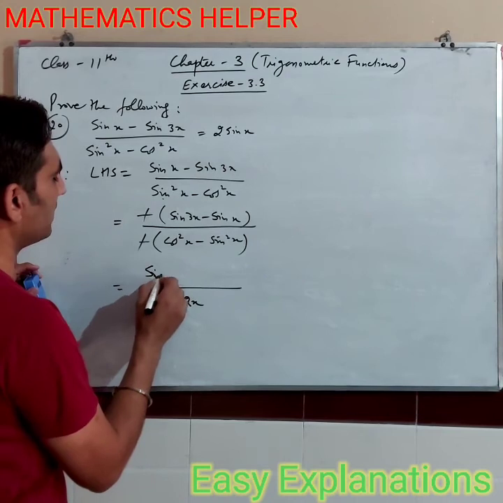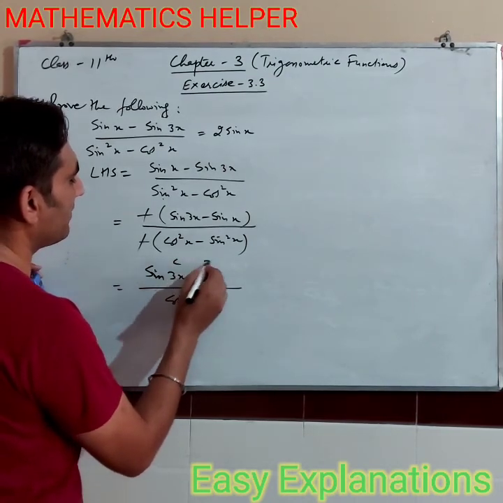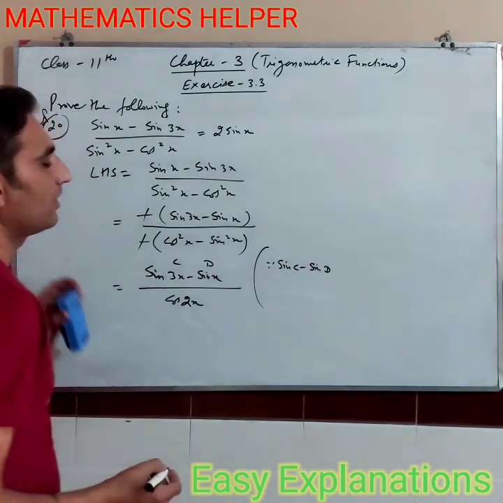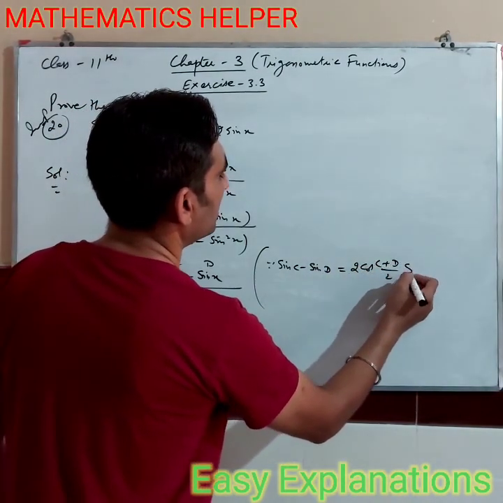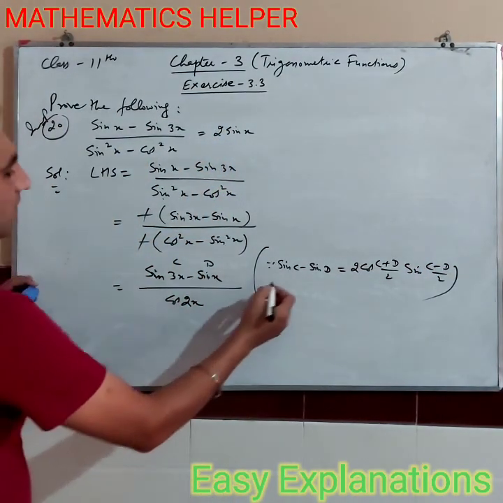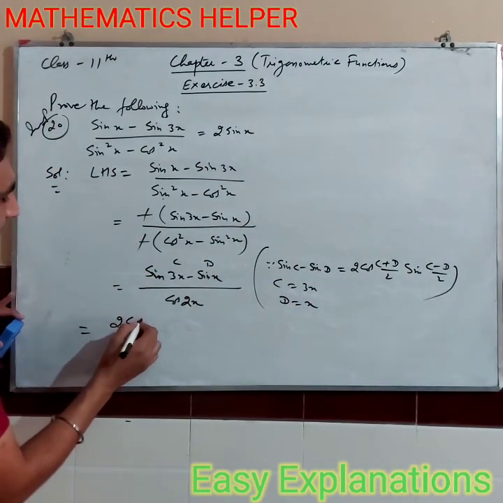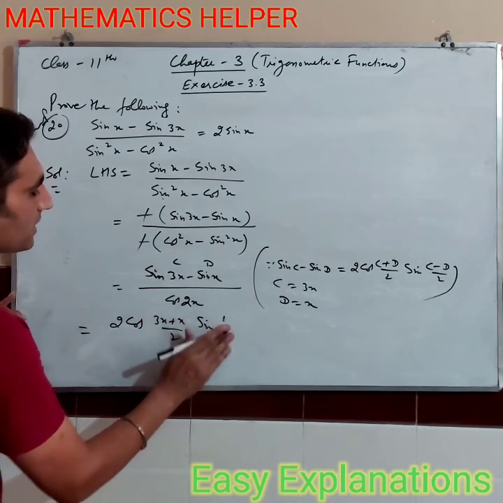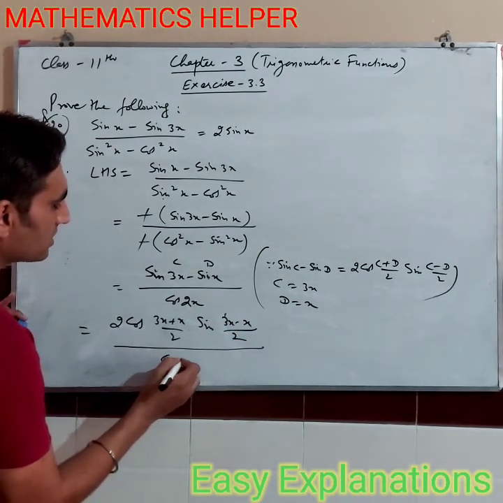What about this numerator, which is sine 3x minus sine x? If we treat them as c and d, it is like the formula sine c minus sine d. What is that formula? 2 cos (c plus d) over 2, then sine (c minus d) over 2. So we have to write this formula. c is 3x, d is x. Write the formula: 2 cos of the sum of angles over 2, then sine of the difference of these angles over 2. Denominator will remain the same, cos 2x.